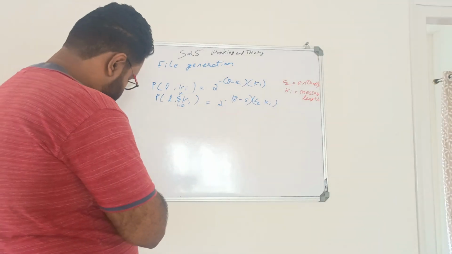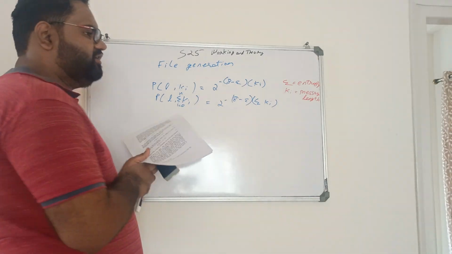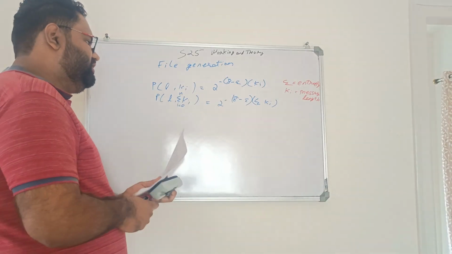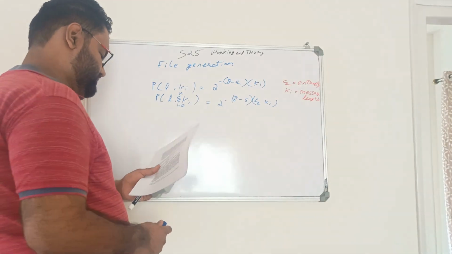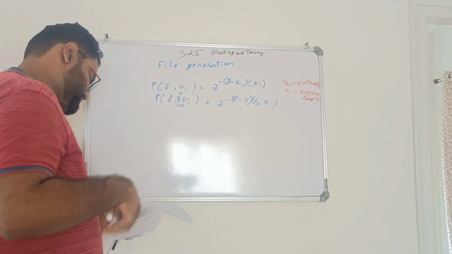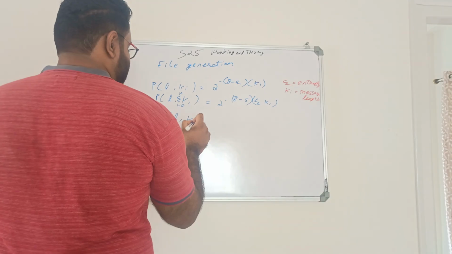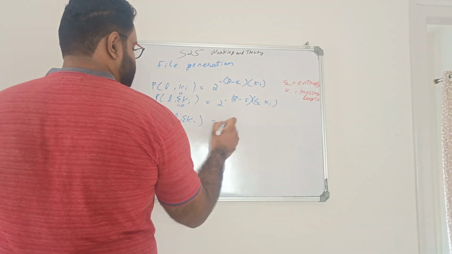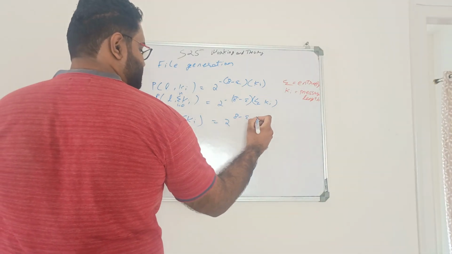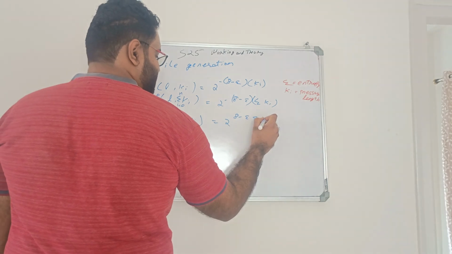Like L is the file. And then if we have to find out the actual expected length, all you have to do is just remove the negative sign. So S of L comma ki summation is going to be 2 to the power 8 minus epsilon times summation of ki.